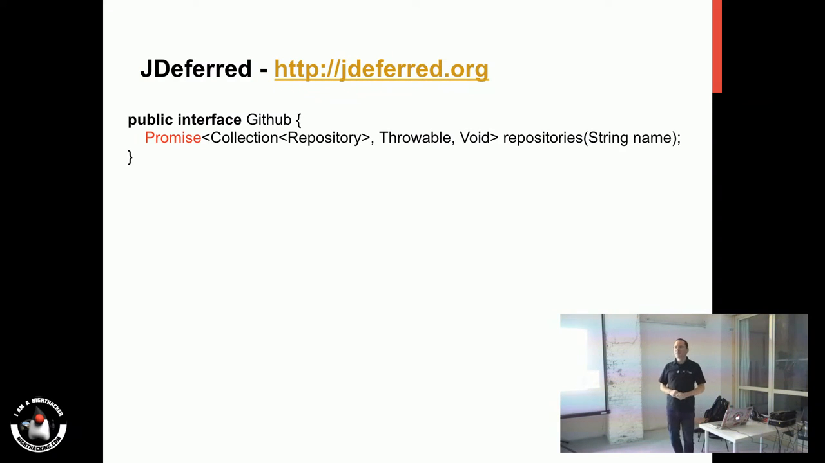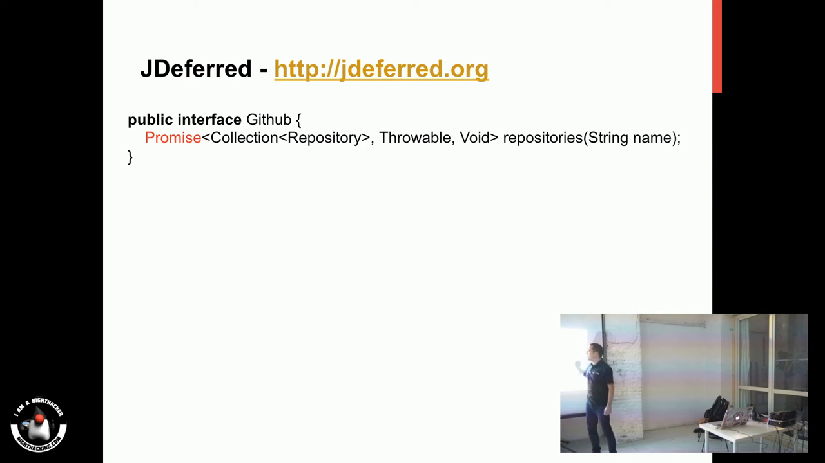Well, in Java, we have promises. In Java 8, we have something called CompletableFuture. It's not a promise. It's supposed to be, but it's not. It's both blocking because it's a Future, and it's non-blocking because it's a CompletionStage. It is a weird animal. It's actually a chimera. But JDeferred is a real promise. So with JDeferred, you can do this thing.